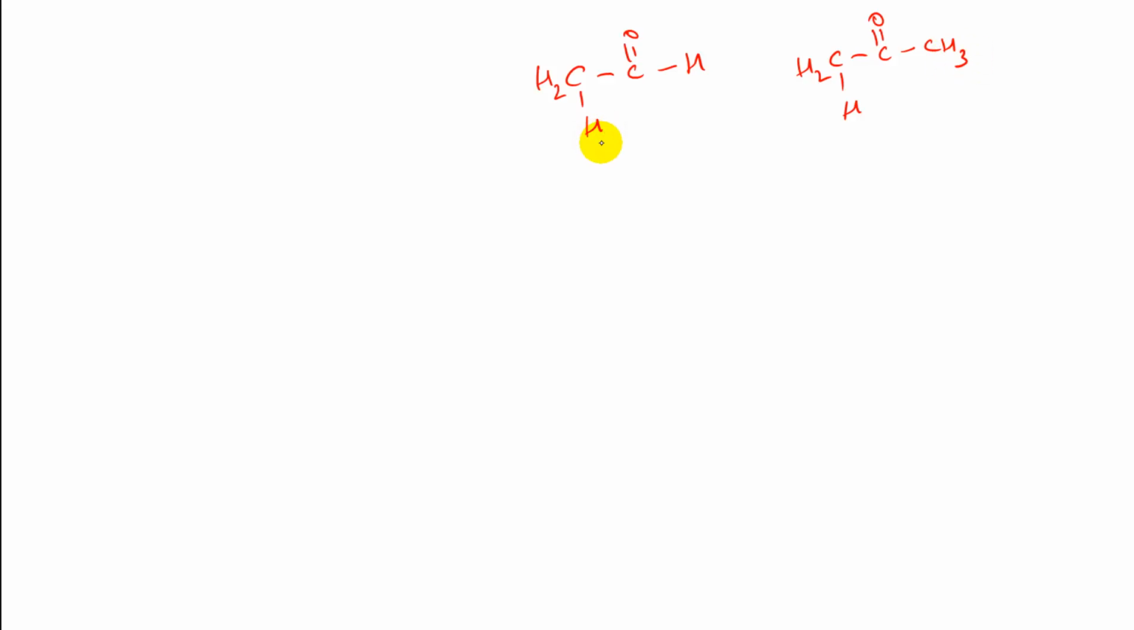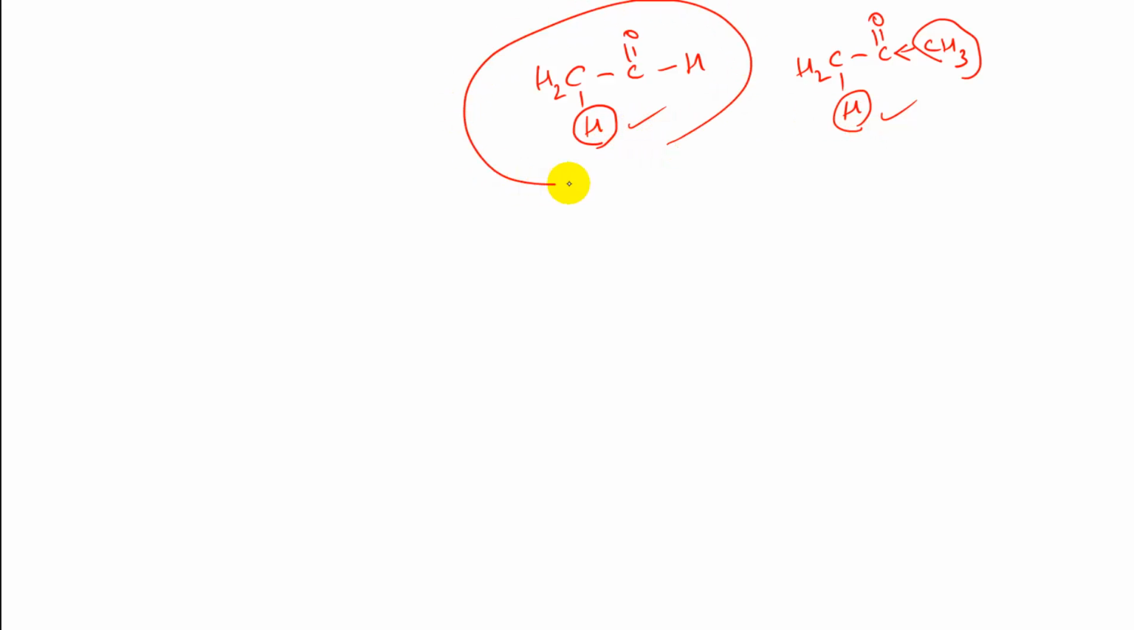We will notice this hydrogen is more acidic than this hydrogen. That is because this alkyl group exerts a plus I effect, and any kind of electron releasing effect will decrease the acidic strength of these hydrogens. Therefore, the alpha hydrogen of aldehyde is more acidic than the alpha hydrogen of ketone. So that makes it easier for us to do aldol reaction here than in the ketone.